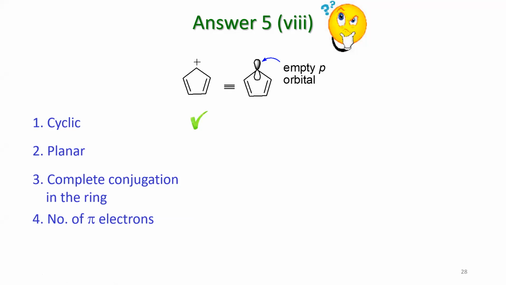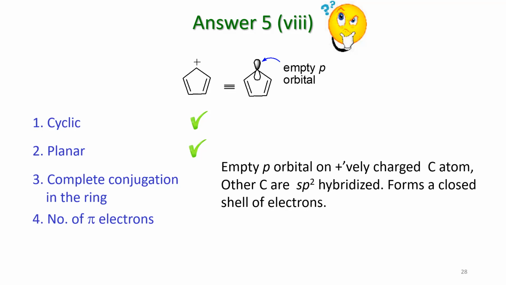Yes. Planar? Yes. Complete conjugation? Yes, because you know now the reason: 4 pi electrons here and an empty p orbital, so it can form a closed shell of electrons, right? Okay. And the number of pi electrons? 5 electrons? 6? Pi electrons, or pi plus 5 electrons, including lone pairs.